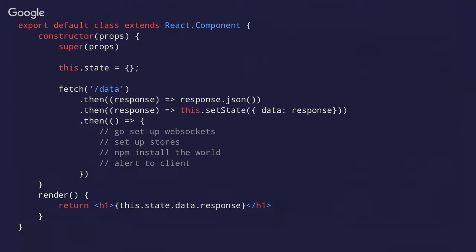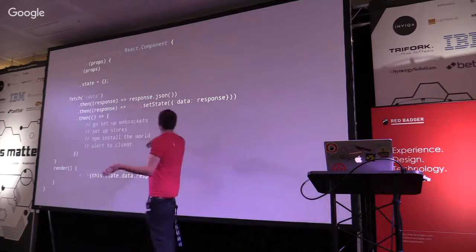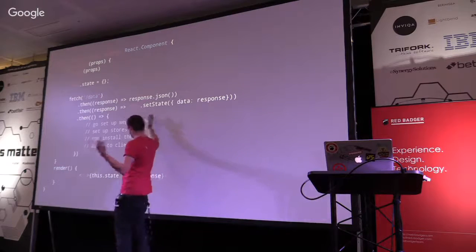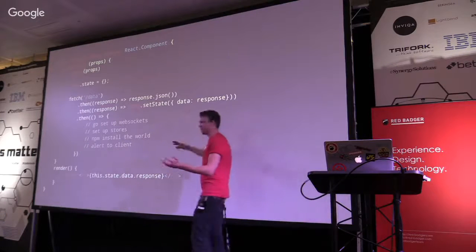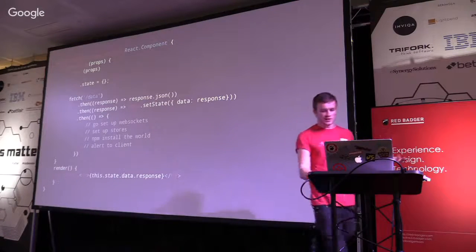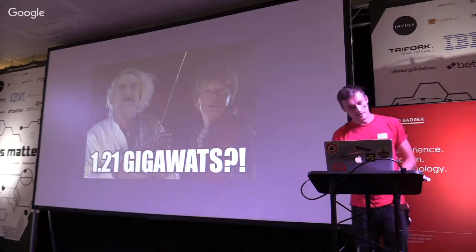Or you might see something like this. This is async data fetching. You go fetch some data, you get the response, you turn it to JSON, you then set the state as that, and then you go set up some WebSockets, or you set up some stores, or you alert, or, I don't know, you do a lot of stuff after that. It's just mental, right? Why are we doing this? There's got to be an easy way to do this.